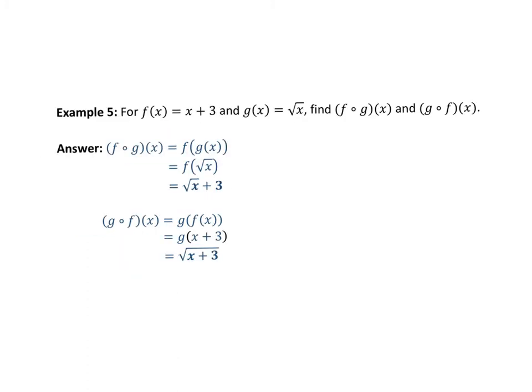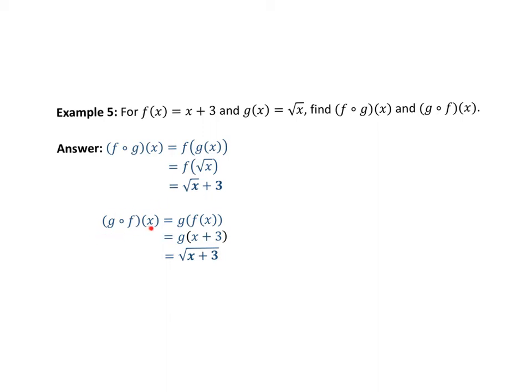Here's another example from your notes. We're looking at the function f of x equal to x plus 3 and g of x equals square root of x. We want to find the composition f composed with g and also g composed with f. Beginning with f composed with g, we're plugging g of x inside f. So g of x is square root of x, and we replace the x in f of x with square root of x. So we get square root of x plus 3, and it's already simplified. So that is our composition function f composed with g.